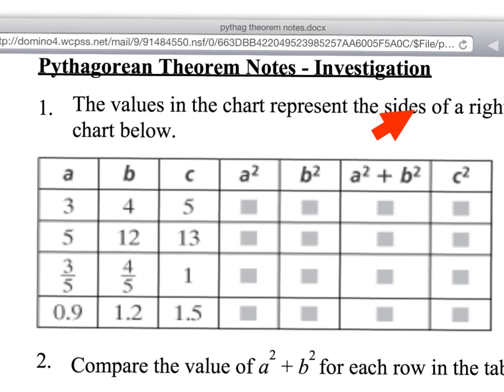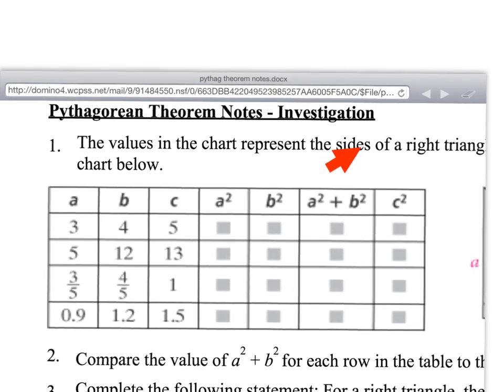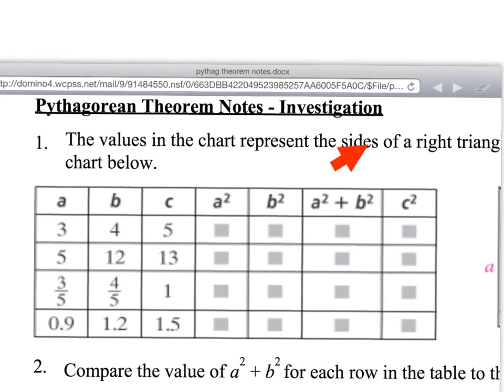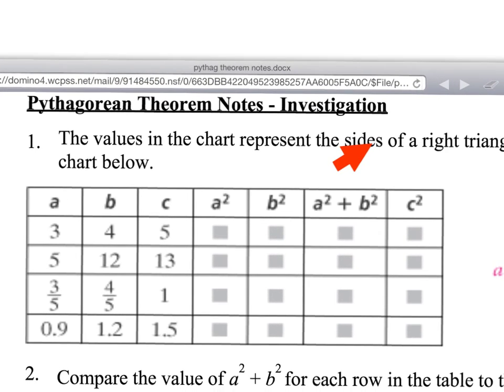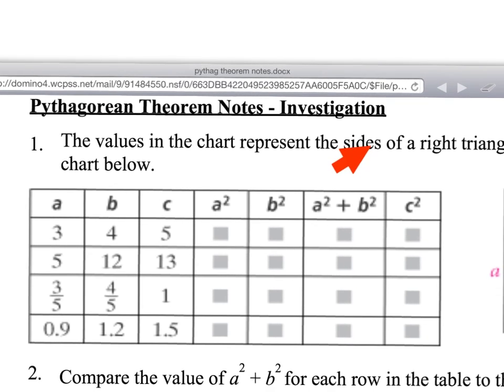Today we're going to be looking at the Pythagorean theorem and an investigation that'll show you where it comes from. The values in the chart represent the sides of a right triangle, and what I would like for you to do now is fill out the chart below.